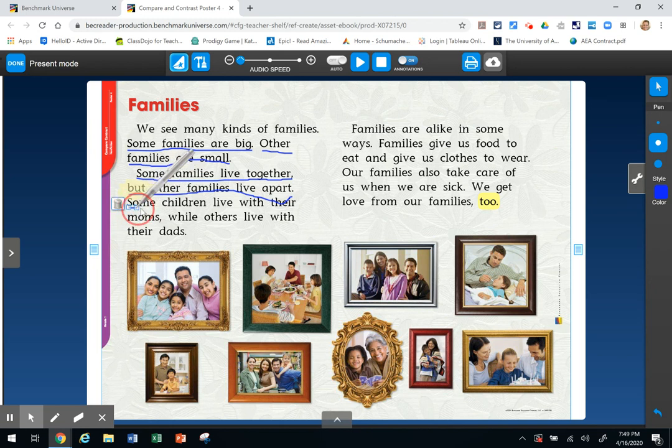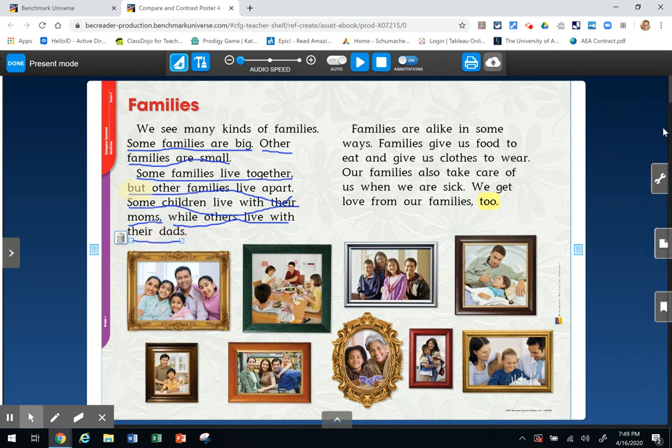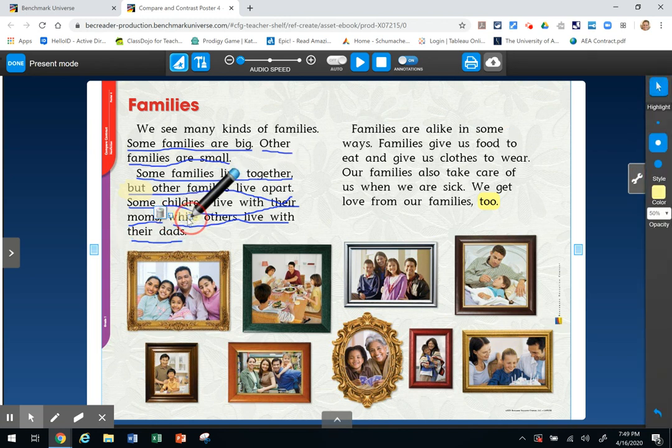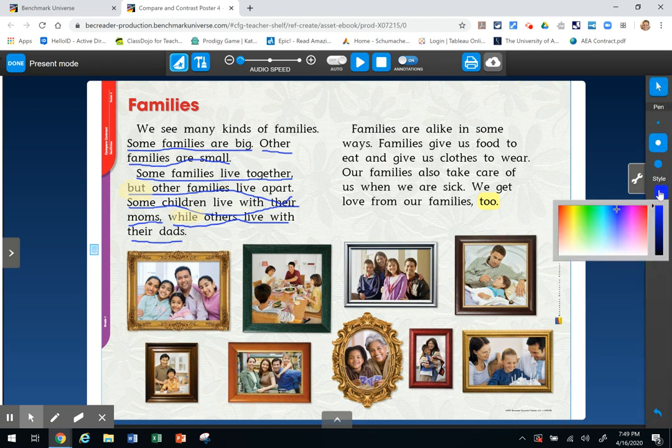It says some children live with their moms, while others live with their dads. So that is also a difference. And if you remember, we've had this signal word before, the word while. That is a signal word saying that there is a difference there, okay? Some families live with their moms, while others live with their dads, okay? Look at all those differences among families.